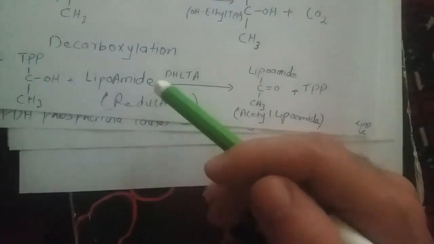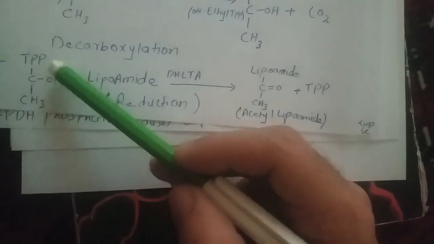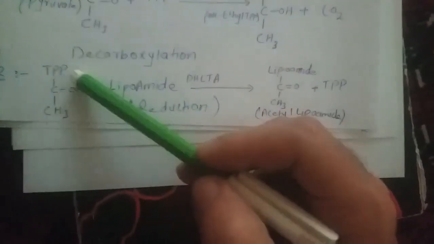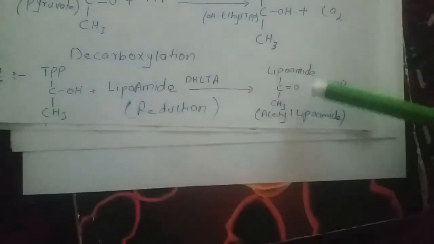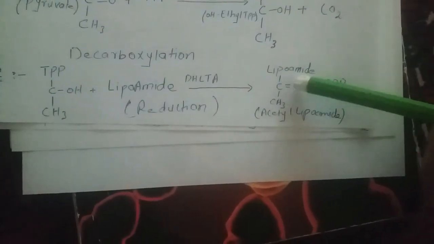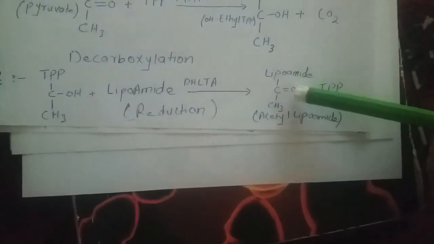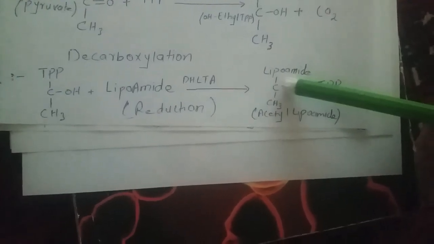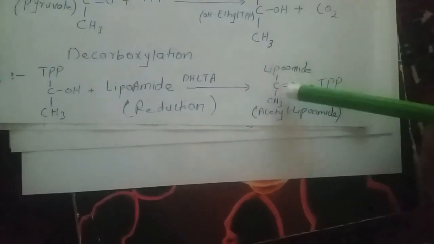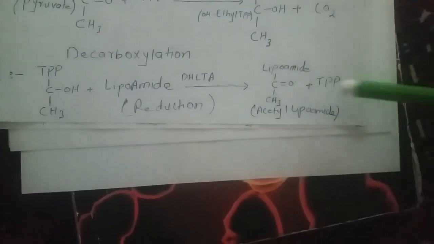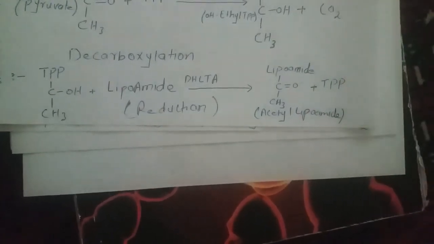In this step, two things occur. One is the removal of thiamine pyrophosphate, the other is the replacement of the hydroxyl group by a carbonyl group. When the hydroxyl group is replaced by a carbonyl group, this compound CH3CO is called acetyl, and in place of thiamine pyrophosphate, lipoamide is attached. So it is now called acetyl lipoamide, and thiamine pyrophosphate is now free. It will be reused for the next pyruvate molecule.